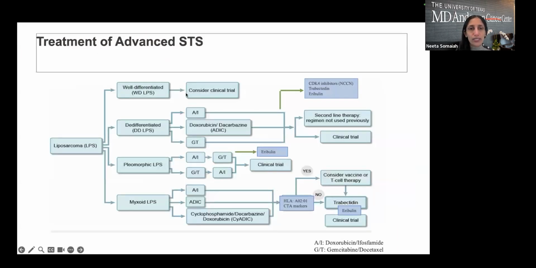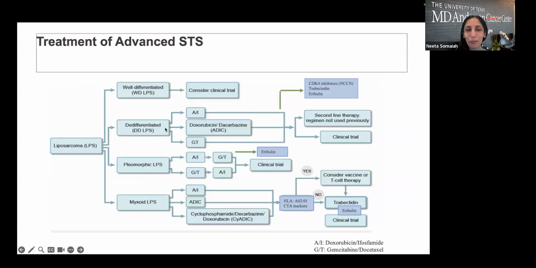Again, the different liposarcoma subtypes: when we are thinking of advanced disease, if your disease has come back or spread, or you need systemic treatment, the way we decide systemic therapies is quite dependent on the type of liposarcoma. So, AI is the abbreviation for adriamycin ifosfamide. We have other slides where I'll go over some of that data. I'll try to simplify it.